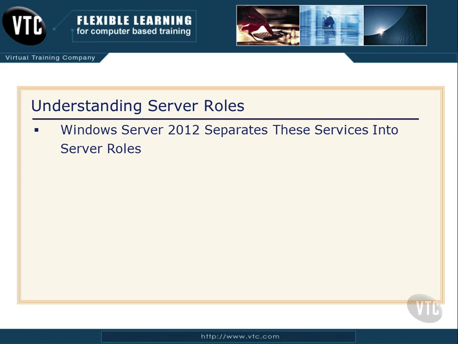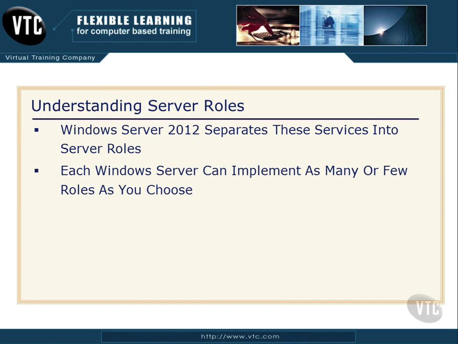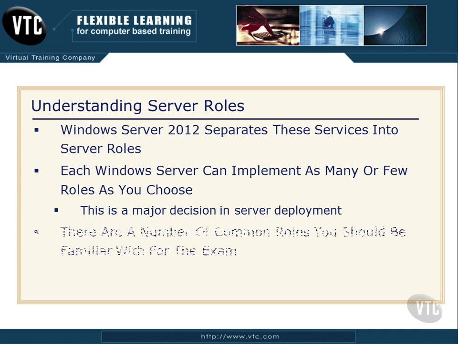Now, Windows Server 2012 separates all these different services into what they call server roles. And every Windows server that you set up can implement as many of these server roles or as few. This is a major decision in server deployment, because what you're actually trying to do here is match the server's functionality to the workload that you anticipate. And like most things in life, you'll have to watch this and monitor it and make sure you got it right later.